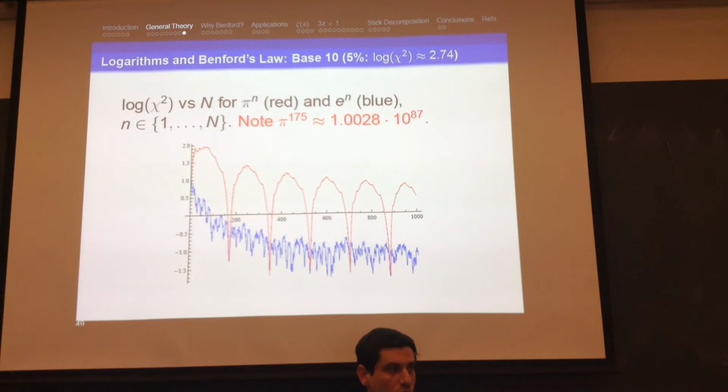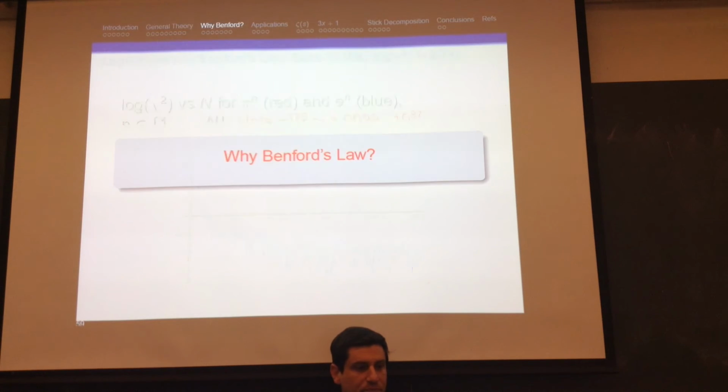Powers of pi will be Benford, but it'll be a much slower rate of convergence because of how good pi to the 175 is to being an integer power of 10. So for those of you who like algebraic number theory and stuff like this, how well you can approximate numbers by rationals comes into play here.